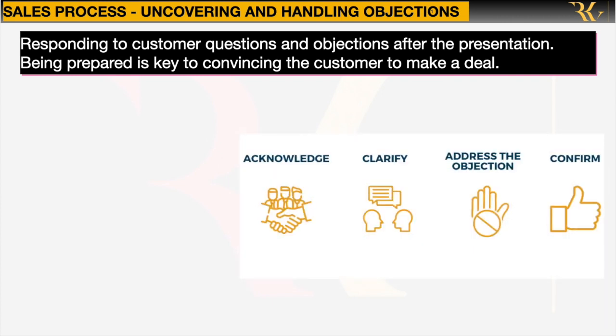Uncovering and handling objections. This sales process step is about responding to customer questions and objections after the presentation. Being prepared is key to convincing the customer to make a deal.